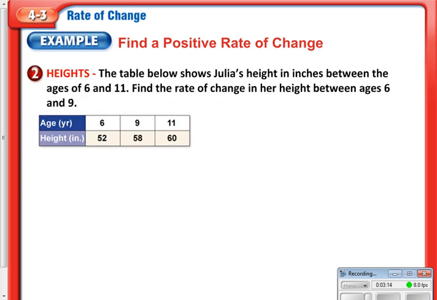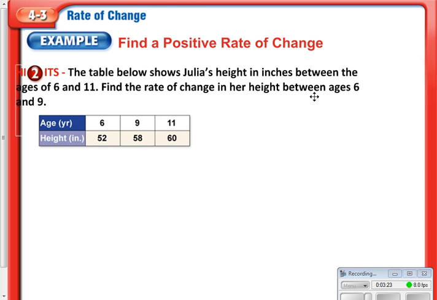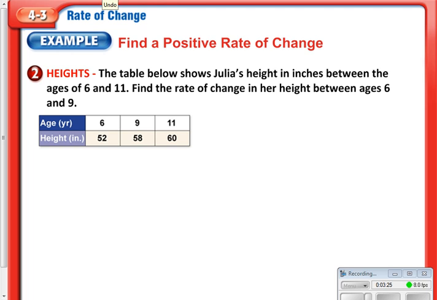In example 2, we're using heights. The table below shows Julia's height in inches between the age of 6 to 11. Find the rate of change in her height that we have here. So the height between ages 6 and 9. So we have height listed first over age second. And the values that we are using is ages from 6 to 9. So 6 to 9. These are the values that we are using.